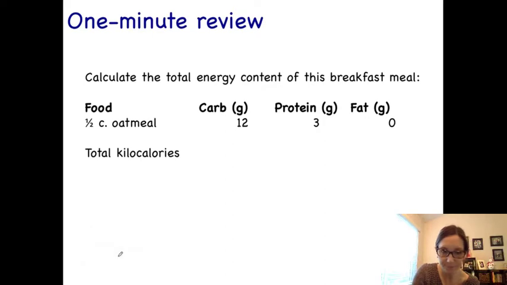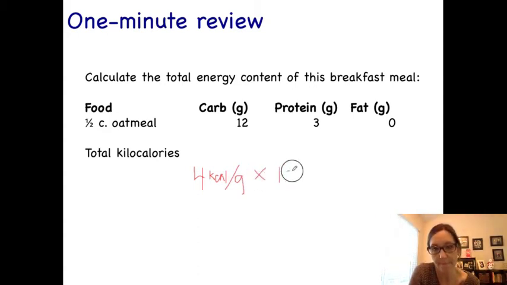So if we've got 12 grams of carbs, we know that each gram of carb has 4 kcal per gram. So we're going to multiply 4 kilocalories per gram times 12 grams. And that gives us 48 kilocalories that come from carbs.